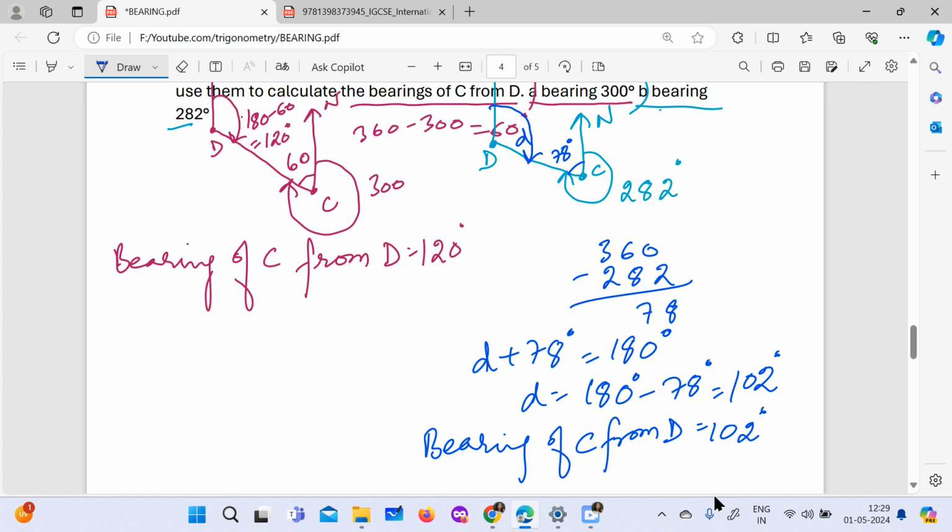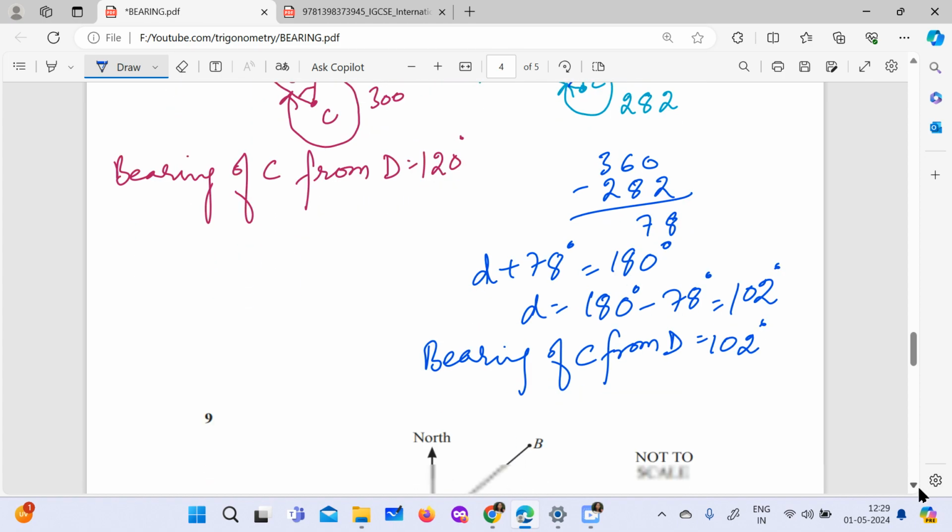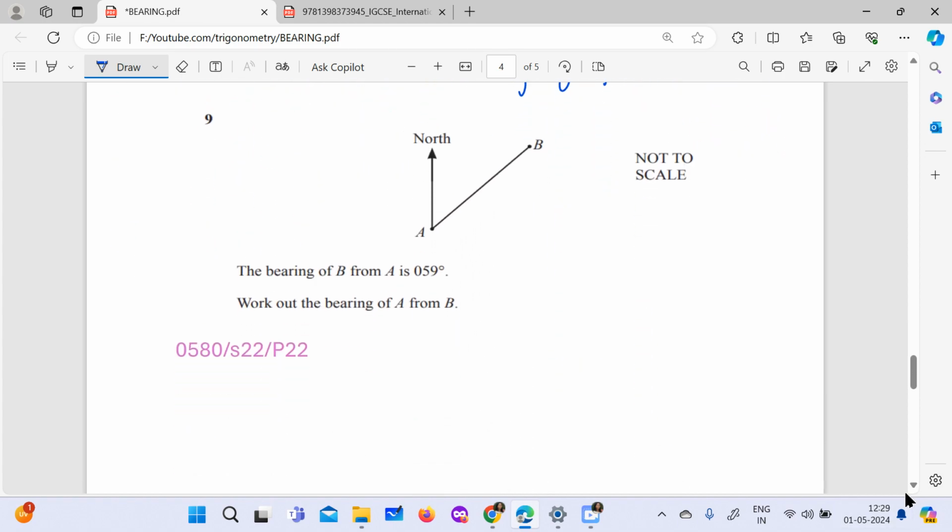Yeah, let's move to one past paper question. So this is from paper 0580, May June 2022, paper 22. So this is an extended paper. The bearing of B from A is 059. Your question is to work out the bearing of A from B. Means this is what is being asked.